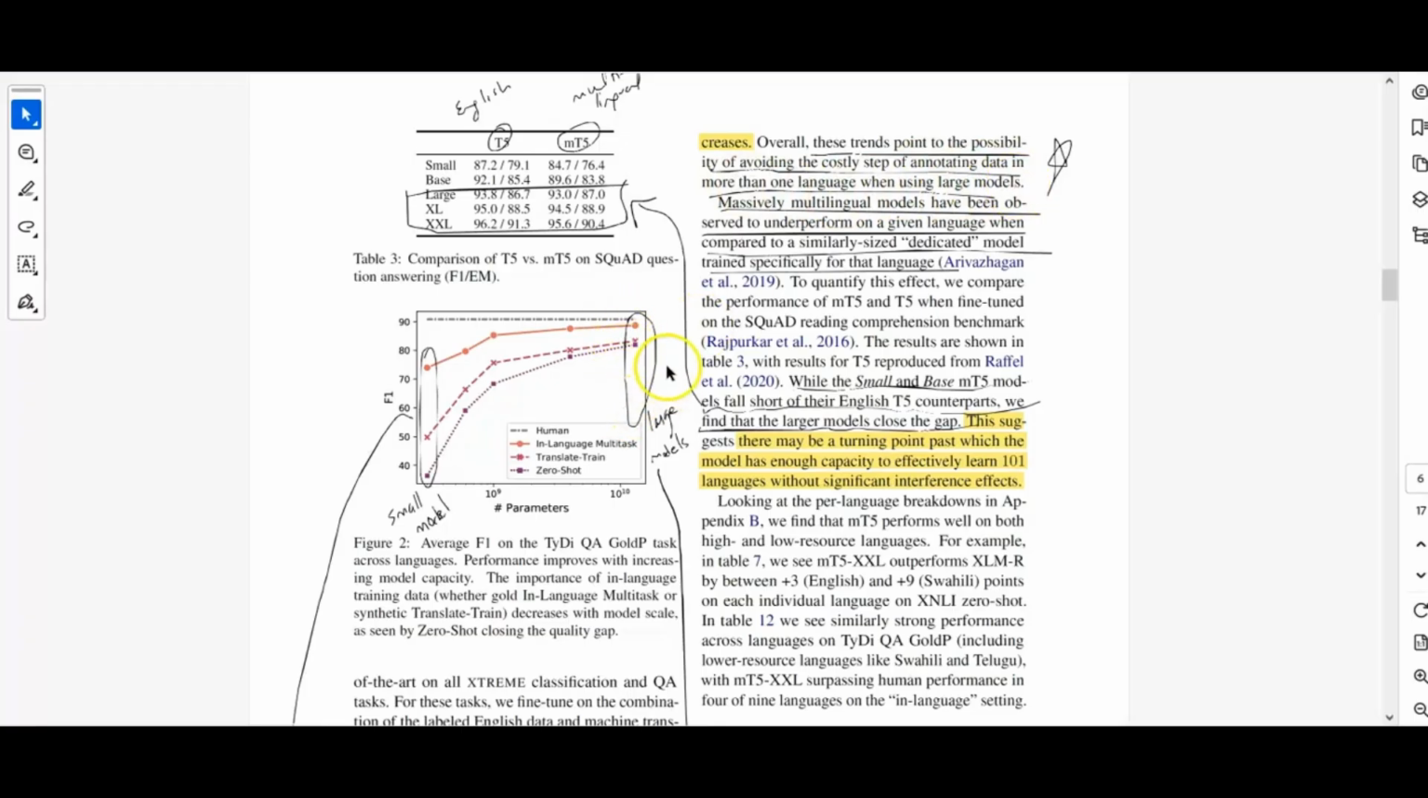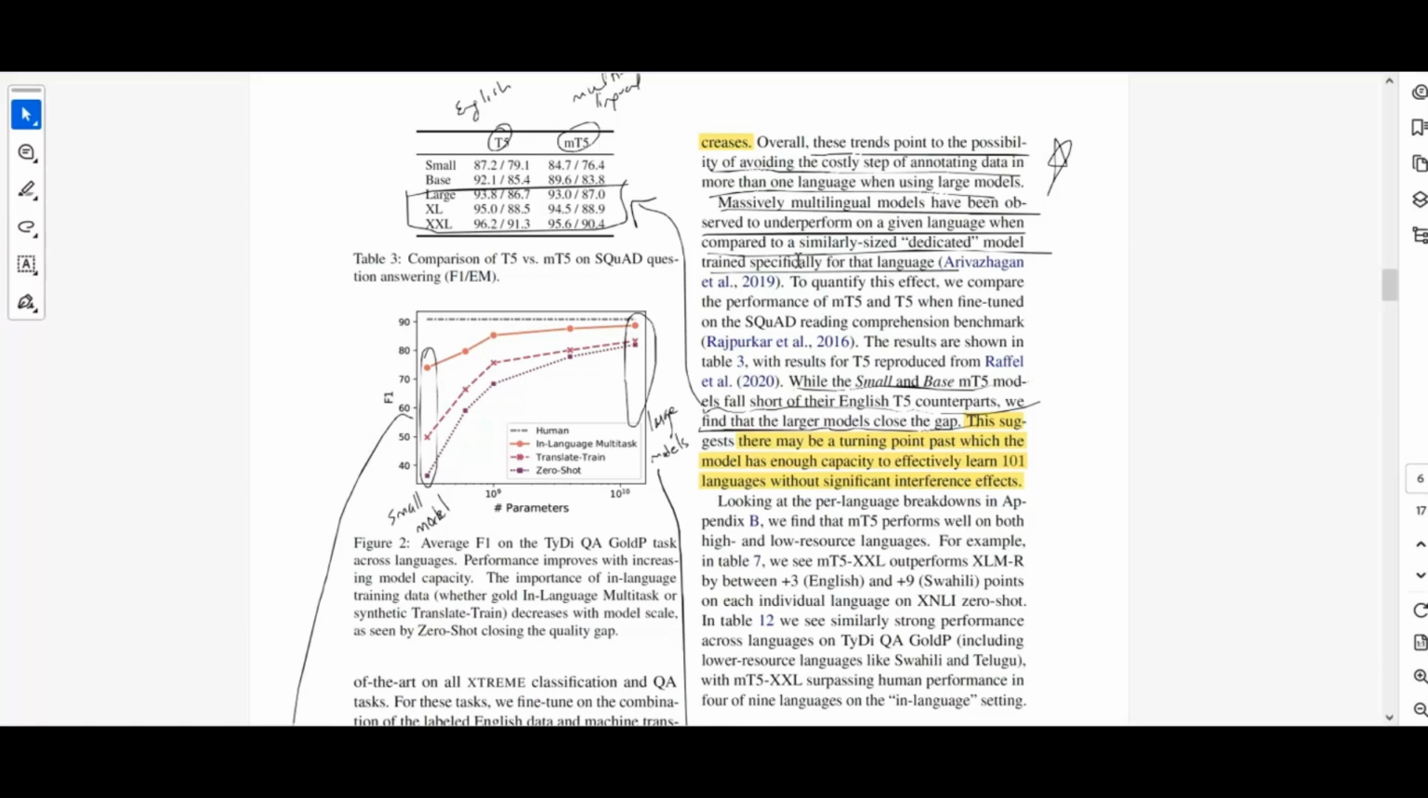So when you are using large models, if you just fine-tune with one language, in this case it was done with English, you are able to get similar performance as you would if you had enough data for other languages. Now, the next thing that they point out here is that massively multilingual pre-trained models like the one we have here tend to underperform on a given language compared to, let's say, a model that is more specialized and trained on a specific language.